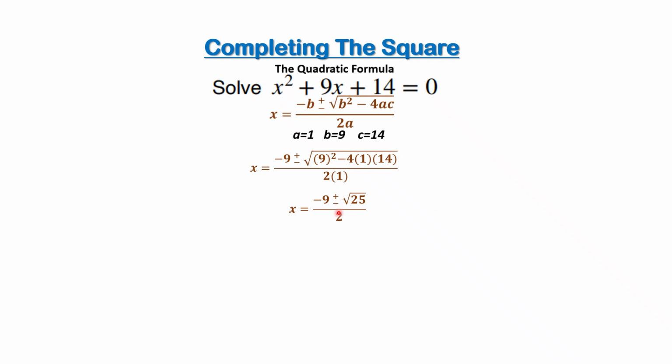Have you noticed it's plus or minus? That means we'll have two values of x. The first value is minus 9 plus root 25 divided by 2. And the second one is x is minus 9 minus root 25 divided by 2. That gives you x equal negative 2 and x equal negative 7, which are the same values we got before. Why do we need to know this? Because maybe the question will ask you to specifically use this.